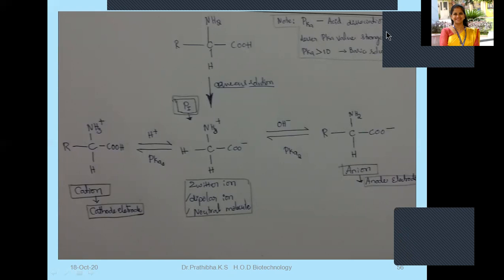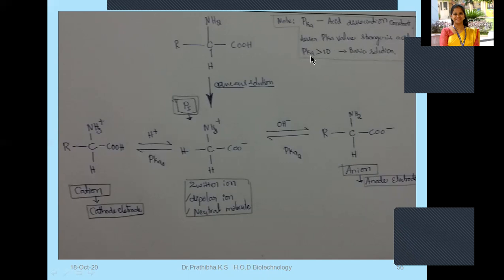Whereas at the isoelectric point, the molecule cannot move either to the positive or negative electrode, and that particular situation is known as the isoelectric point. This can also be determined by pKa1 and pKa2. What is the pKa? That is the acid dissociation constant. Lower pK values mean stronger acid, whereas a pK value greater than 10 is known as a basic solution.